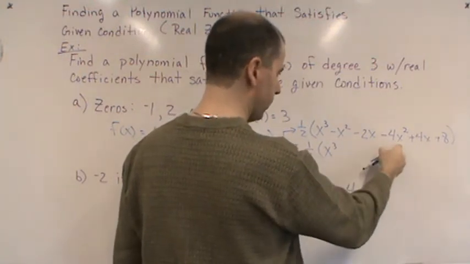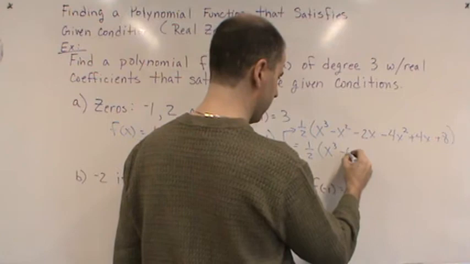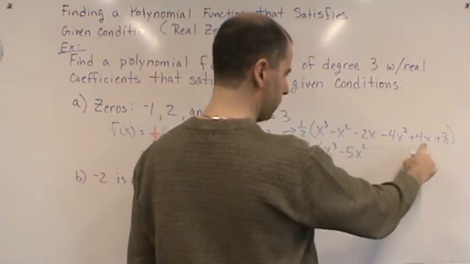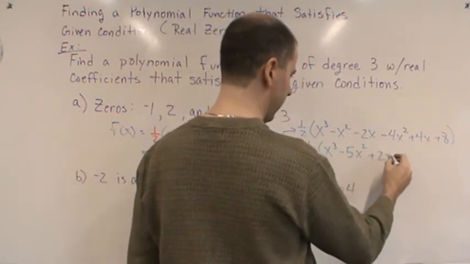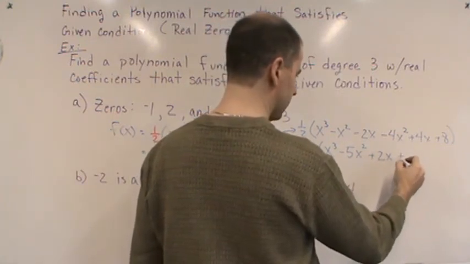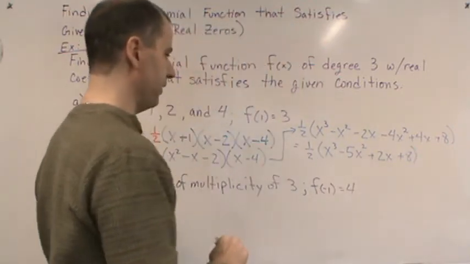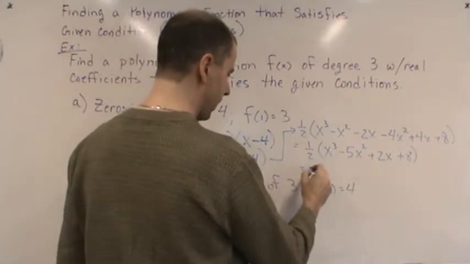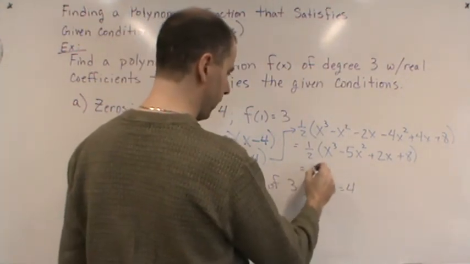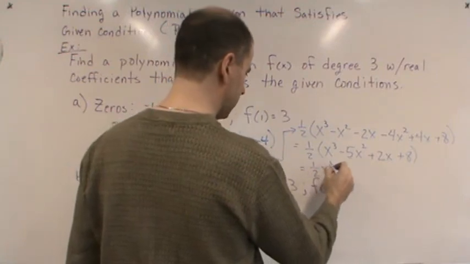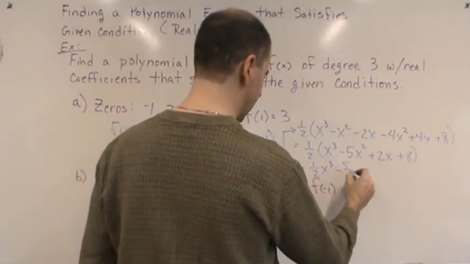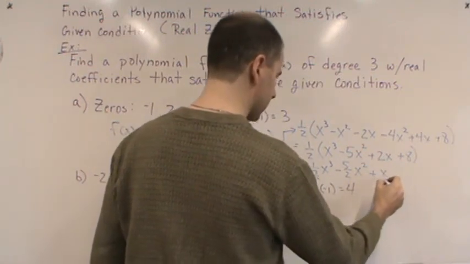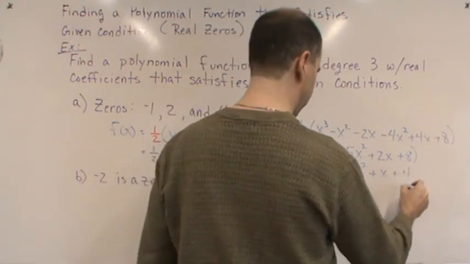We've got a minus here and a -4 there, so that's going to give us minus 5x squared. Then we've got a minus 2x and a plus 4x, so it's going to give us plus 2x and plus 8. Okay, and so finally we get our final answers. Now I'm going to distribute the 1/2, and so our final answer for our polynomial function is going to be 1/2 x cubed minus 5/2 x squared plus x plus 4.